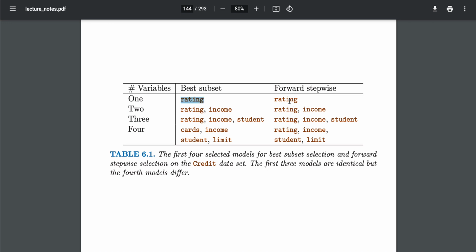But when we do forward stepwise, we start with rating, and then we're stuck with it, because then we add income and then student. Because it's just adding, there's no way to get rid of it, and at the very end we end up with rating, income, student, limit. It's suboptimal, but it works in practice, and we need to be mindful that it is a potential problem.